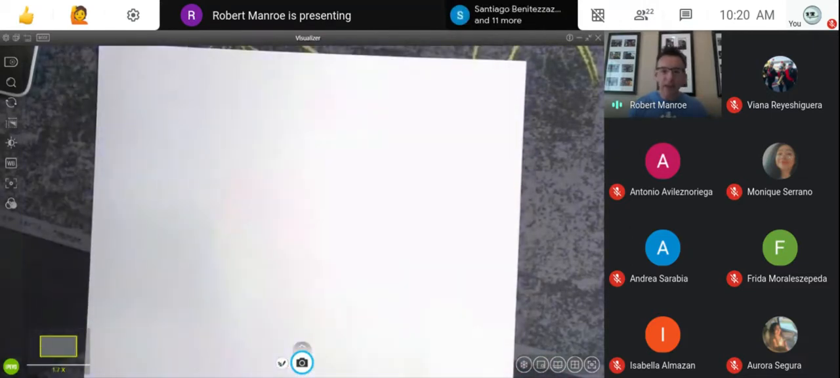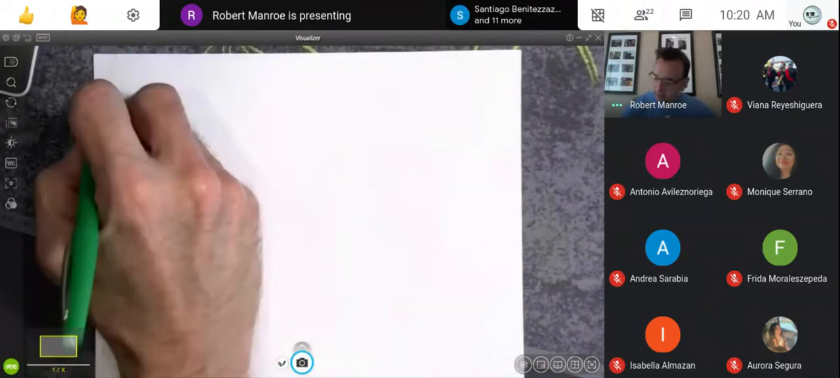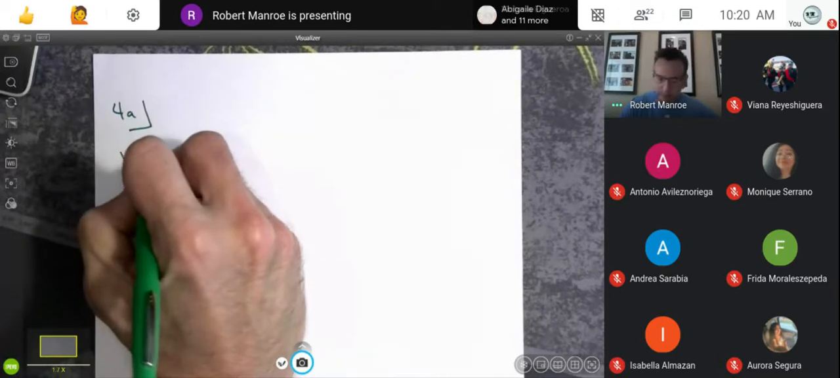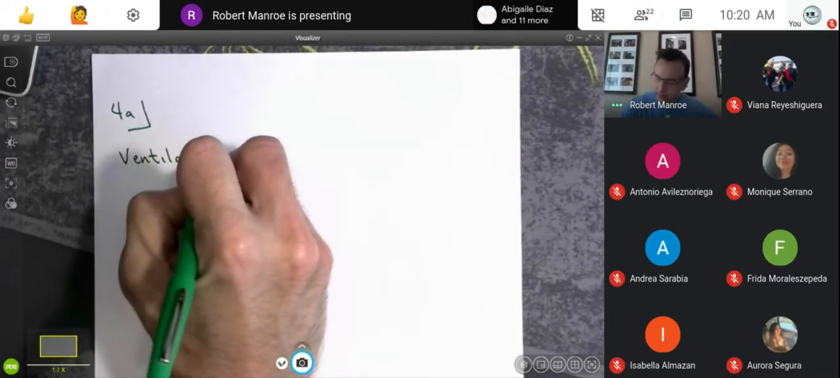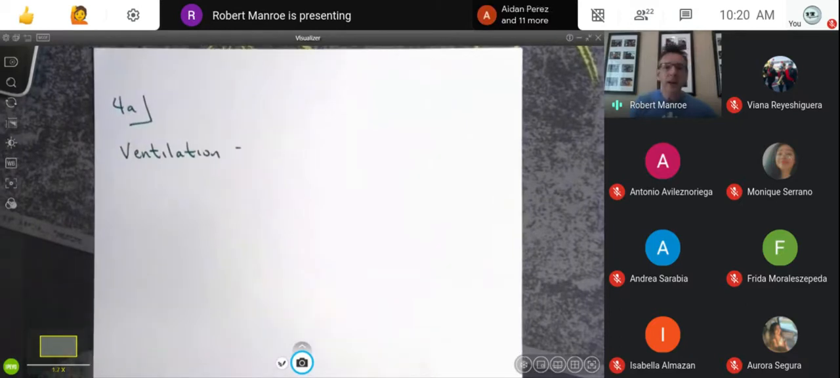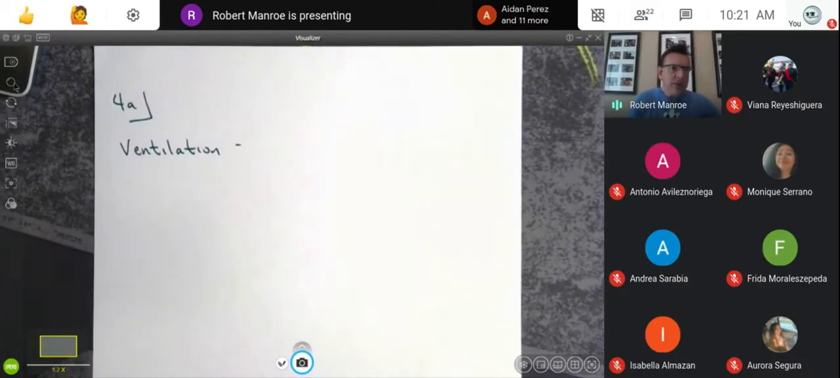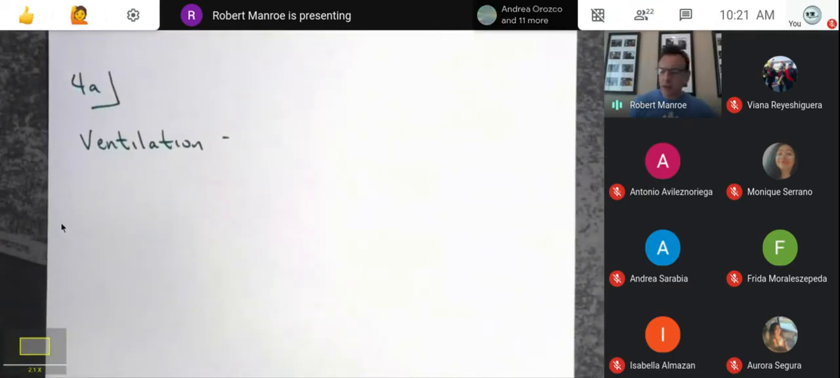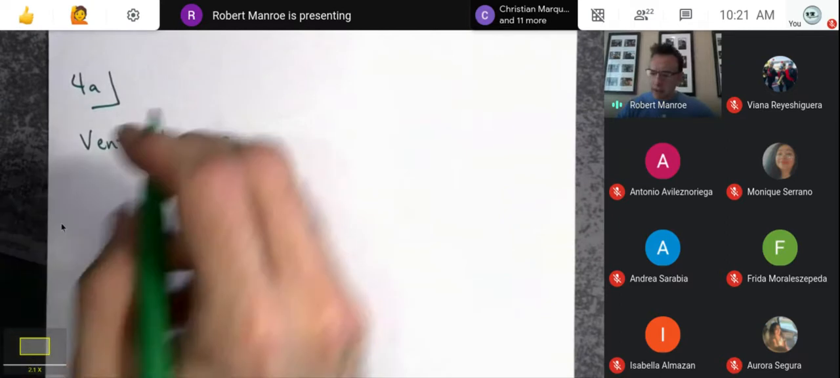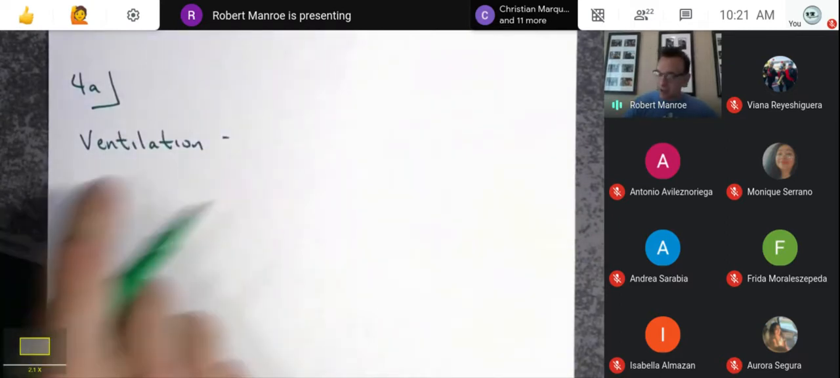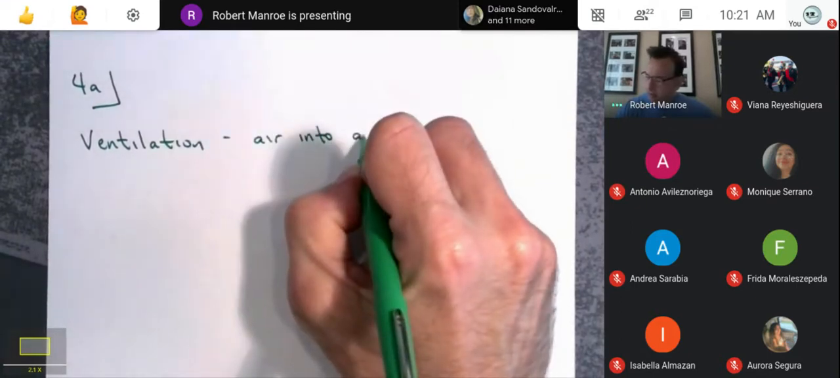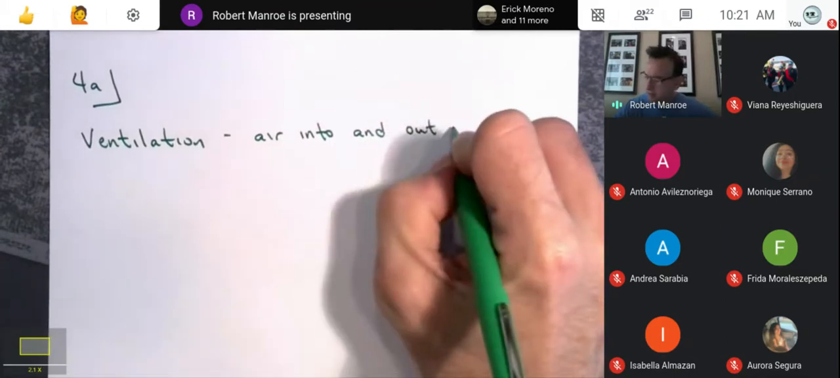So we need to hit some vocabulary. So let's hit 4A. So let's hit ventilation. So when they talk about ventilation, this is where when we first started talking about COVID and there was a shortage of ventilators. These are devices that simply forcibly drive air in and then pull air out of the lungs. That is a ventilator, whereas the verb ventilation is air into and out of the lungs.